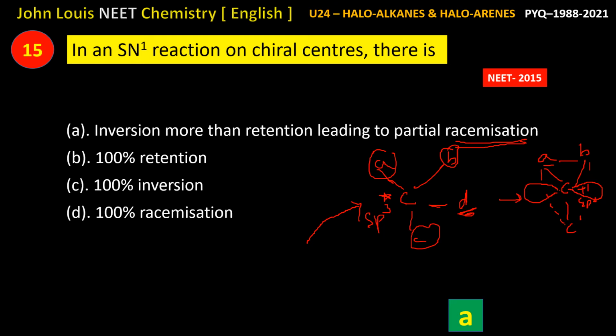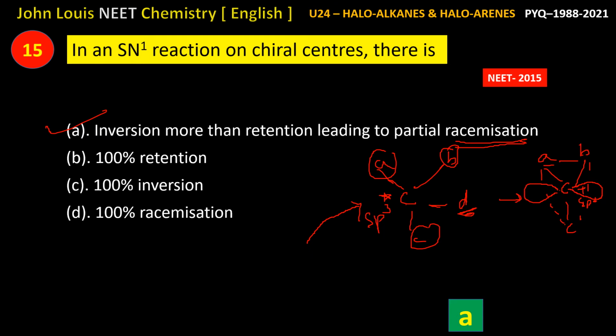And it depends on the shielding effect of the groups bonded to the chiral carbon. Therefore, there will be inversion of the structure. When this is possible, there will be inversion of structure, and therefore that is also possible there. Therefore, option A is correct here. Inversion more than retention leading to partial racemization.